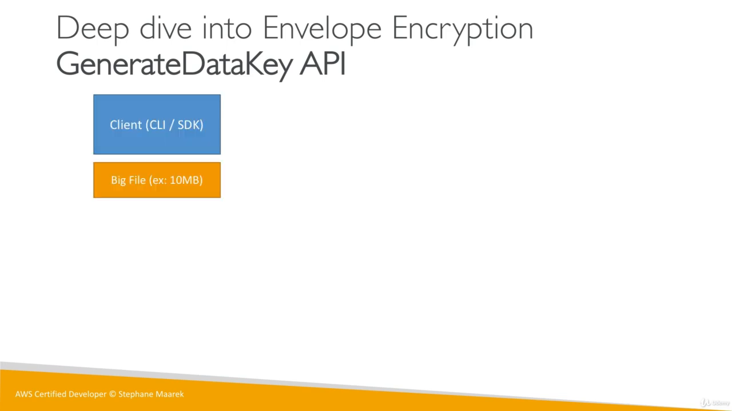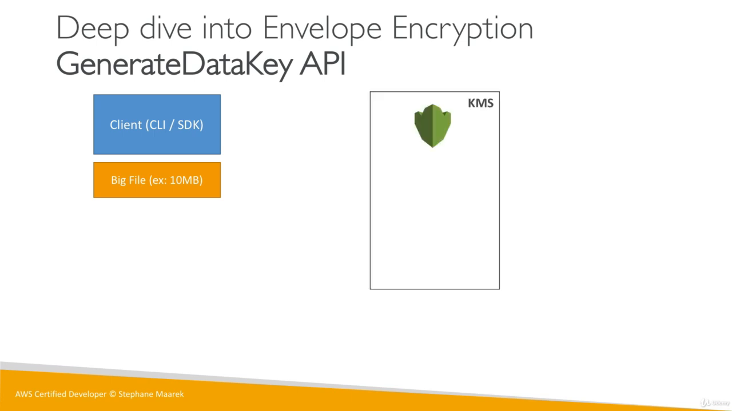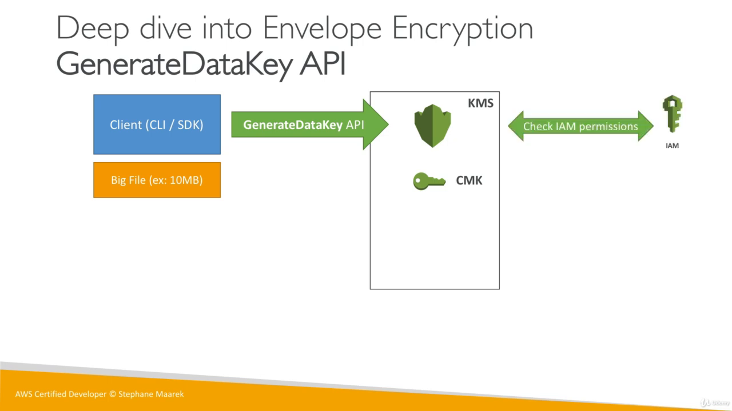So we have our client, and it could be a CLI or an SDK, and we have a big file, for example, a 10 megabyte file, and we want to encrypt that file using KMS. The first thing we want to do is to call KMS with an API call called generate data key. And generate data key is an API call in which we have to specify a CMK in KMS, so a user CMK, for example, and say we'd like KMS to generate a data key for us using the CMK. So KMS will first perform IAM permission checks, making sure we do have access to the CMK and making sure we can do the generate data key API.